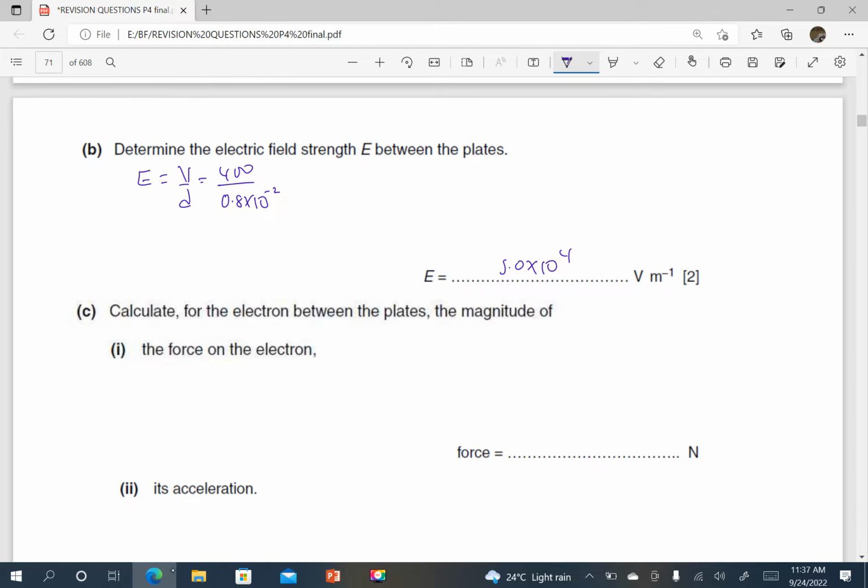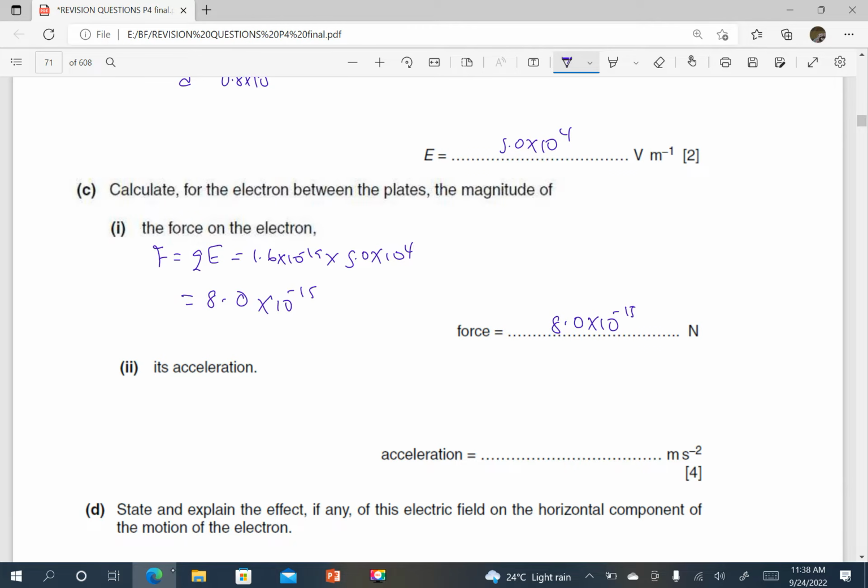Calculate for the electron between the plates the magnitude of the force. The force due to a charged particle in an electric field is the charge times the electric field strength. The charge of the electron is 1.6 times 10 power negative 19. The electric field strength is 5.0 times 10 power 4. So this is giving me, of course, 5 times 1.6 is 8, so this is 8.0 times 10 power negative 15. So that is the force.